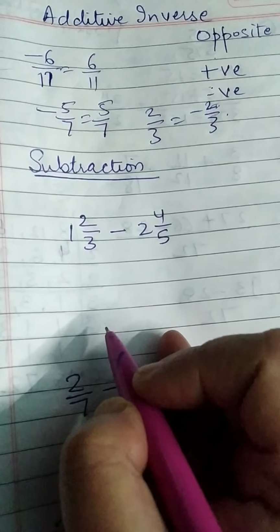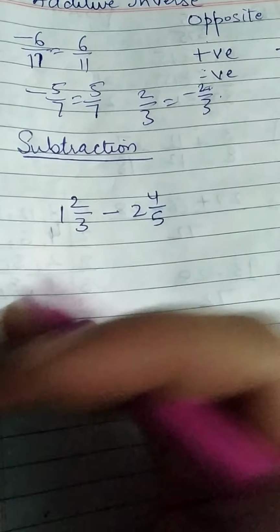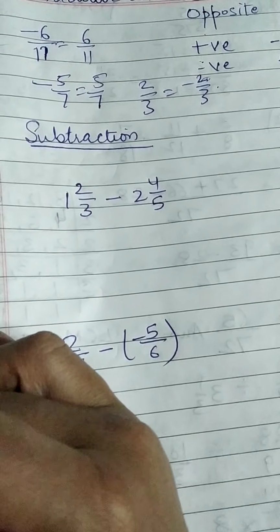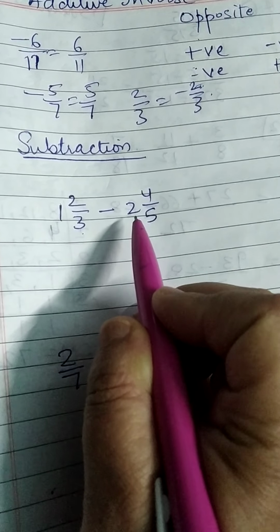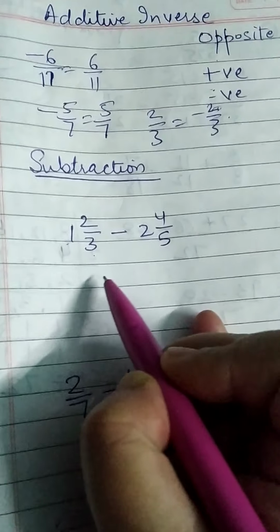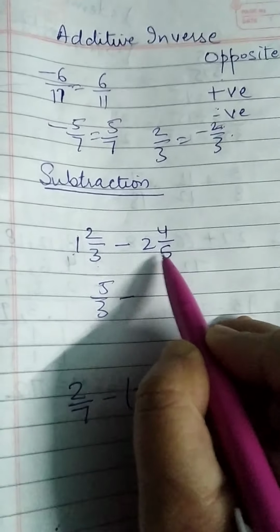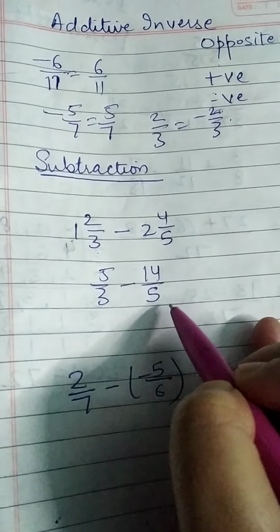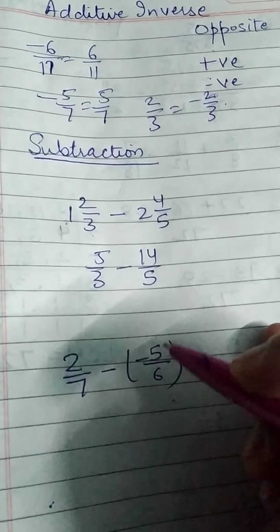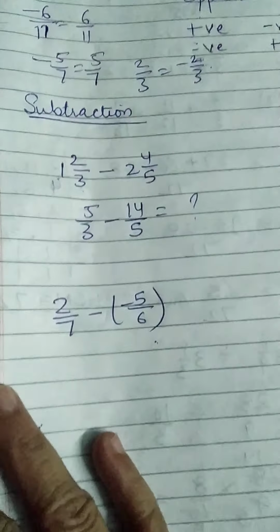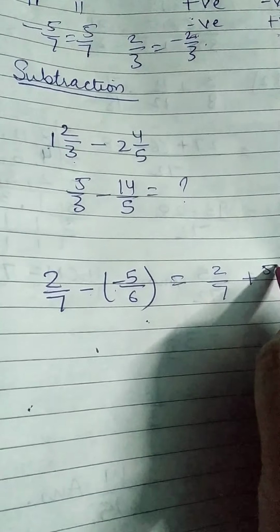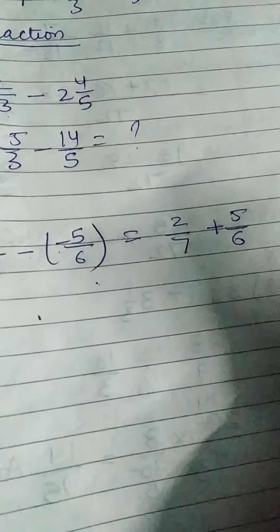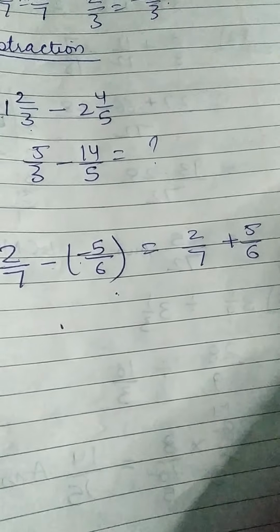Now the subtraction. In subtraction, same rule, LCM divided by denominator multiplied by numerator. Before that, we have to change it into the improper fraction. Very good. So this will become 5 by 3 and this will become 14 by 5. I hope after this you are able to solve. So I am not solving, you will do it yourself. Here when you have to open the bracket, again the rule of integers we will use: 2 by 7 plus 5 by 6. And then the way of solving is totally the same.